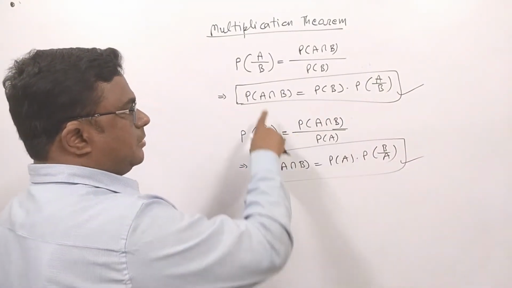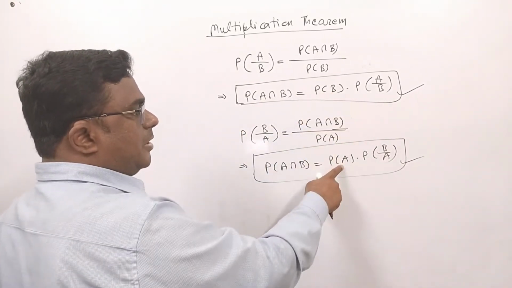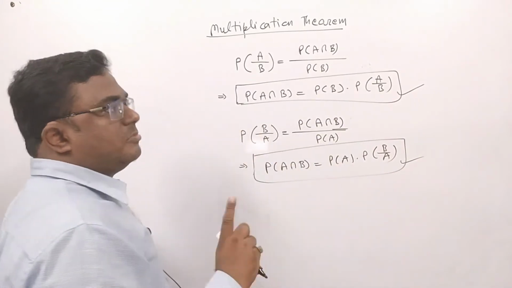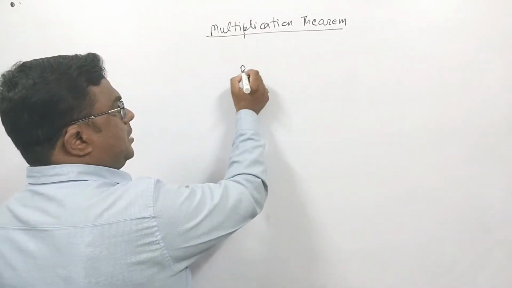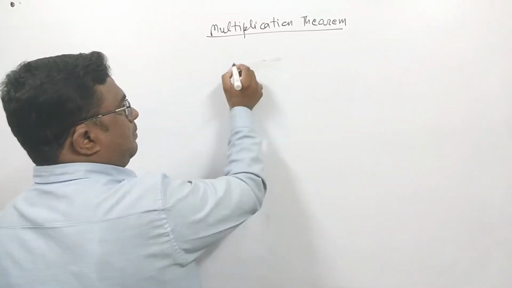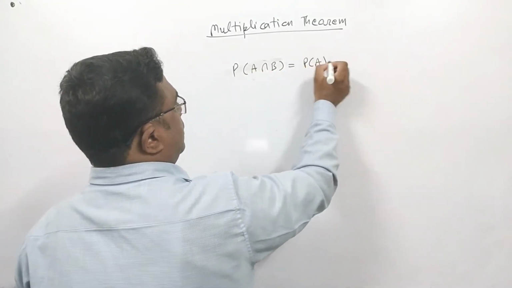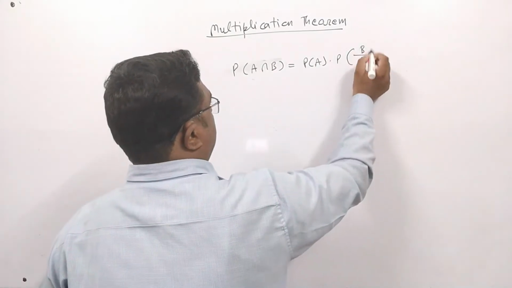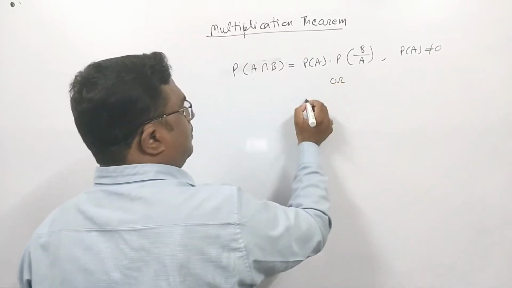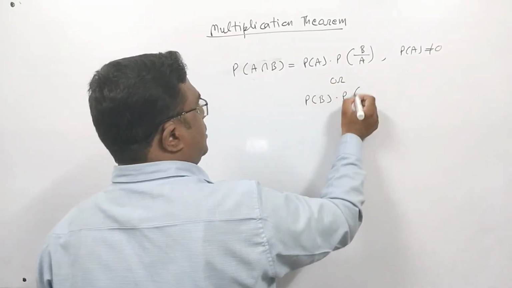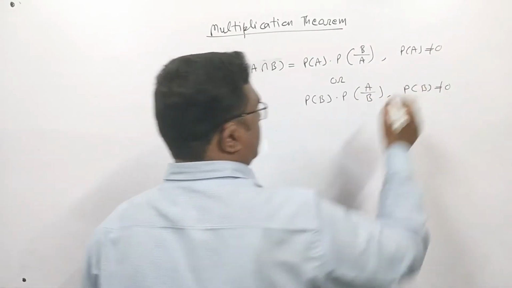Both this formula and this formula are giving us the same result, but their representation is different. Here you see P(B) has been taken in starting, and here P(A) has been taken in starting, but their results will come same. So let us write down multiplication theorem in shortcut. P(A intersection B) is equal to P(A) into P(B|A), and obviously P(A) is not equal to 0, or P(B) into P(A|B), where P(B) is not equal to 0.